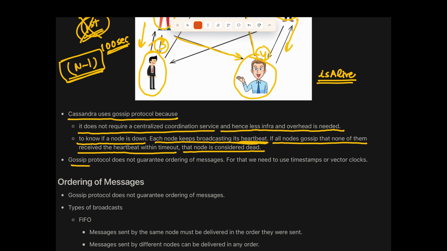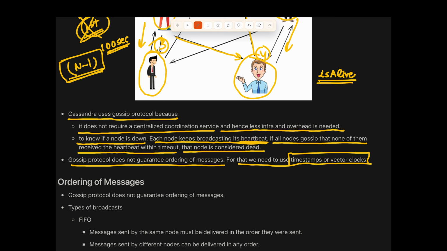Gossip protocol does not guarantee ordering of messages. For that we need to use timestamps or vector clocks. So this is where the previous video, which I mentioned at the start of this video, comes into the picture. If you have not watched that video, I would suggest watching that. That video link is appearing now on the screen. Please go ahead and watch that first.